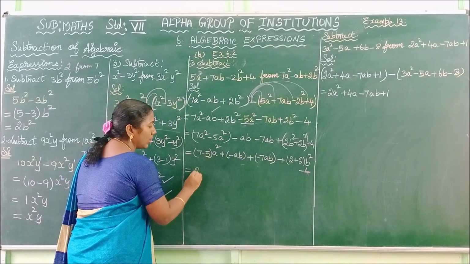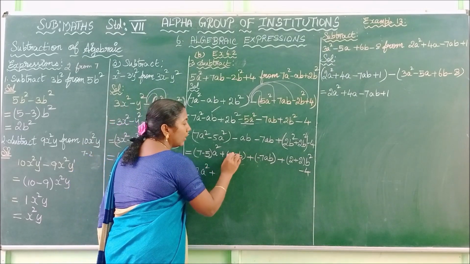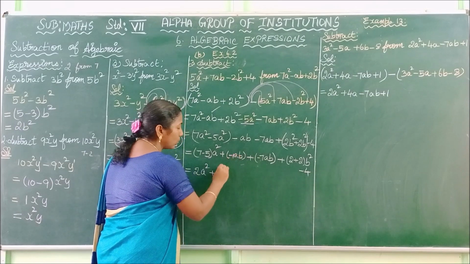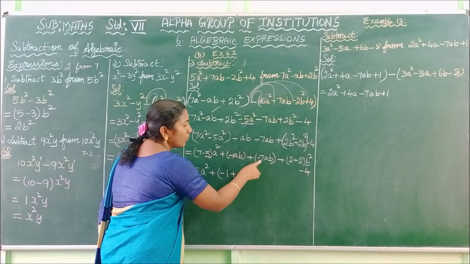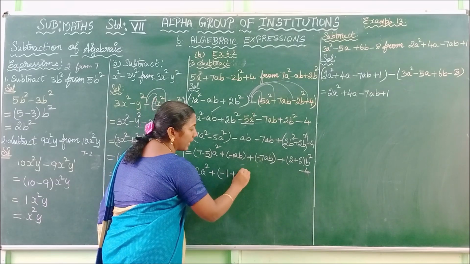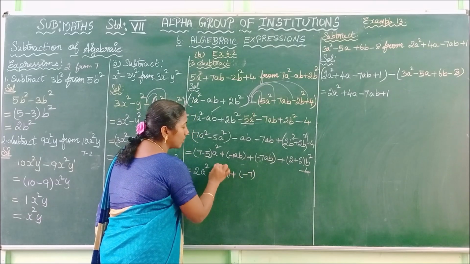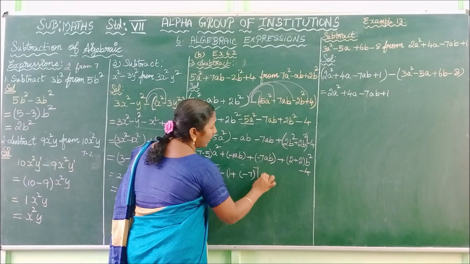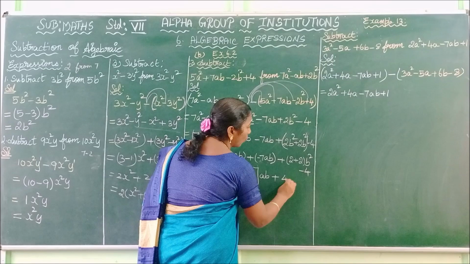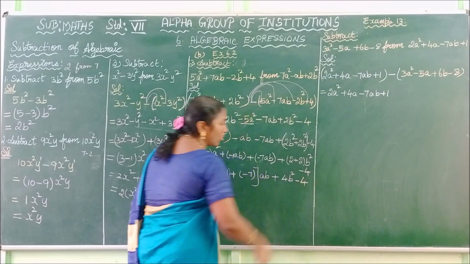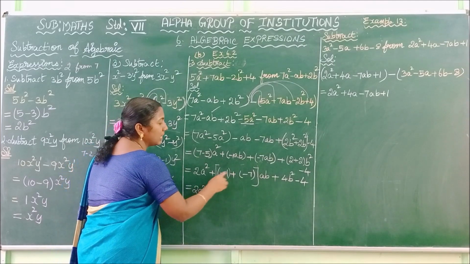7 minus 5. So what is your answer? 2a square. How can you add these two terms? What is the coefficient here? 1. So you have to write the 1 along with the symbol. Minus 1 plus, what is the symbol here? What is the coefficient here? Minus 7. So minus 1 plus minus 7. You can also use the bracket here. And after the bracket you have to write the variables ab, okay, and then plus 4b square minus 4. So your answer is 2a square minus 1 minus 7.